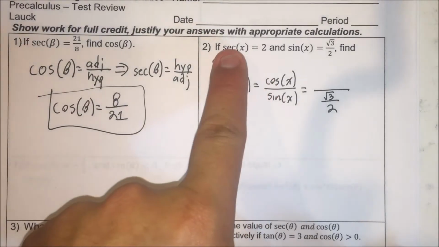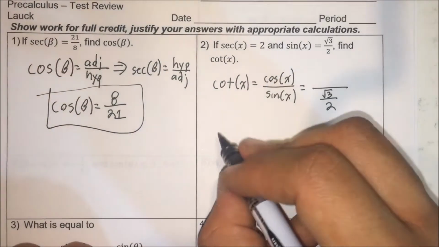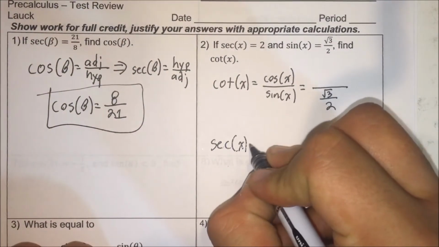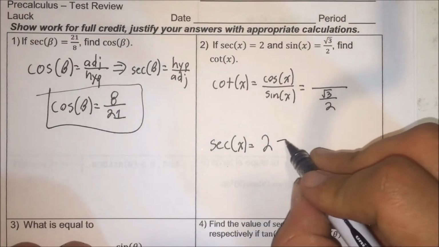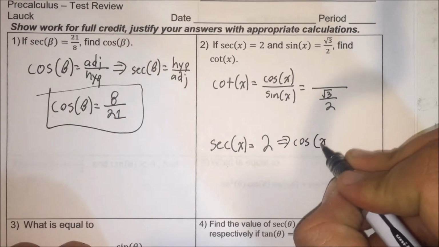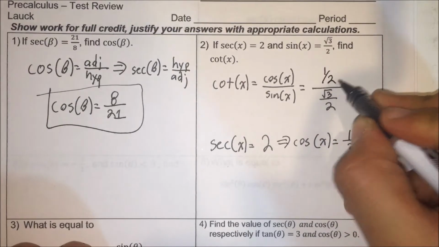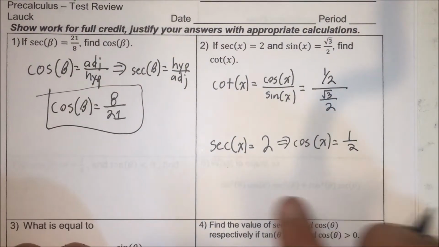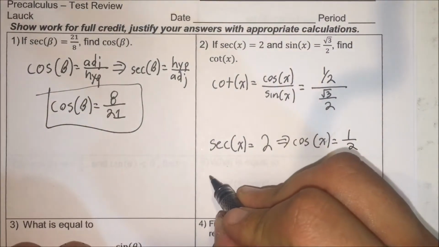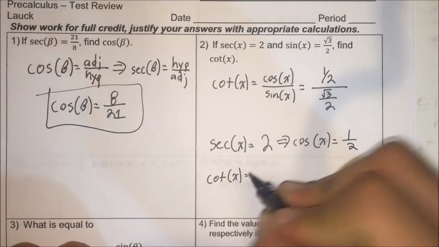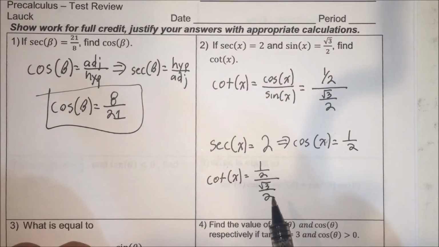What about cosine? We're given secant, so how do we get cosine from that? Again, look at the last problem and remember that secant is the reciprocal identity of cosine. So if secant is 2, then cosine is 1 over 2, or 1/2. We put that in the top as cosine. So what we get is that cotangent is 1/2 over the square root of 3 over 2.